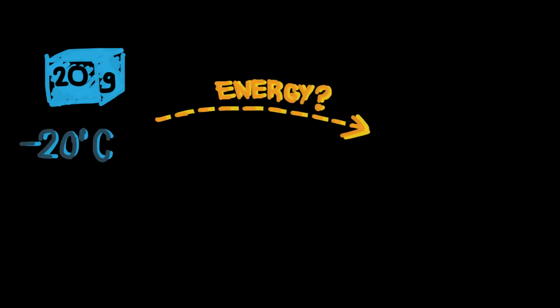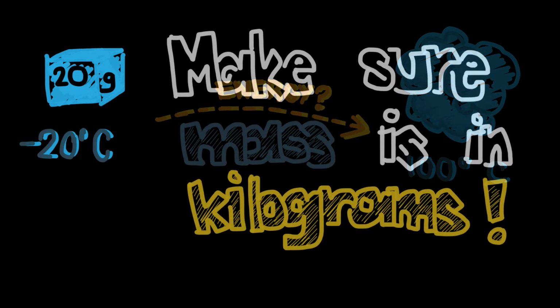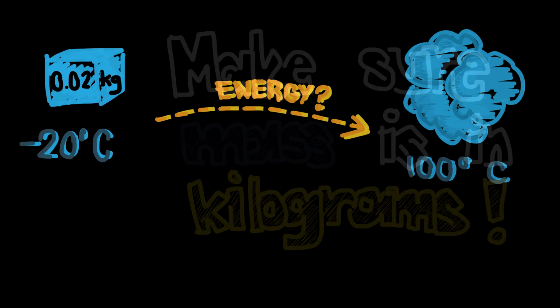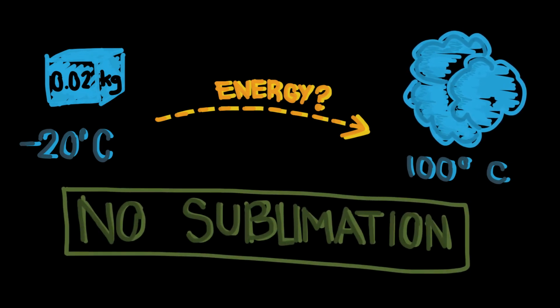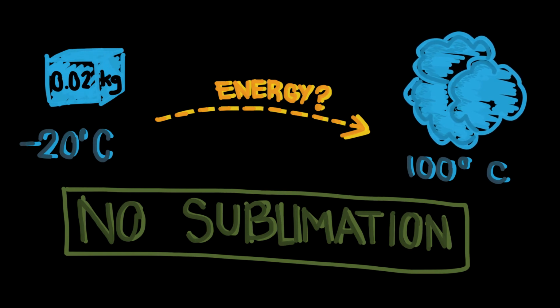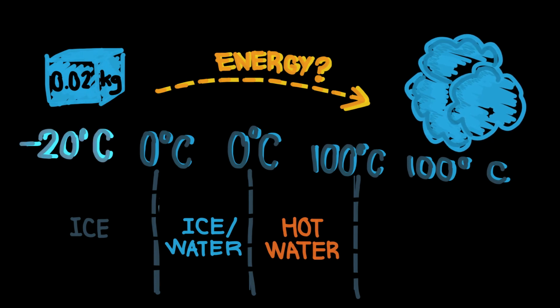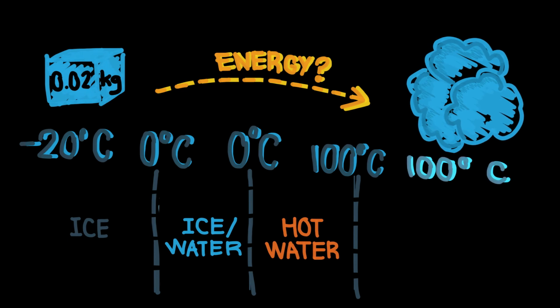For this last example, we have 20 grams of ice at negative 20 degrees Celsius. Now how much energy is needed to turn it into steam at 100 degrees? We first need to look at how the temperature will change in this process. We are assuming no sublimation here. We're not directly going from a solid to a gas. So we need to pass through all these different stages. The energy to go from this state to this state to this state and so on, all added up, will be the energy needed to cover the whole thing.